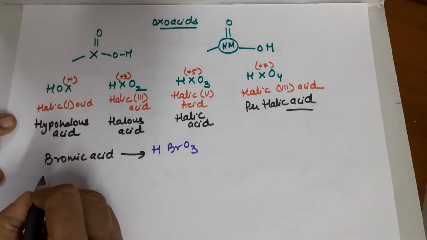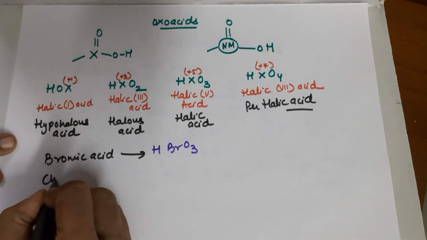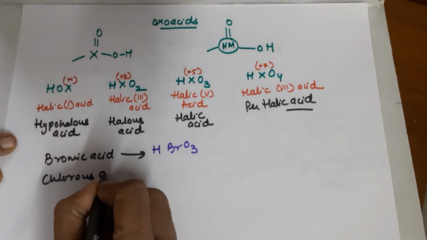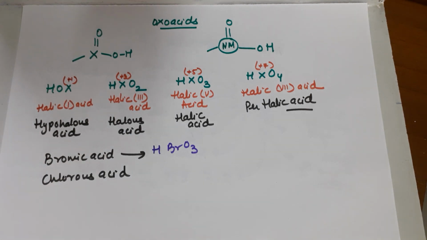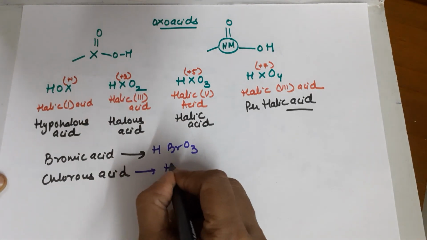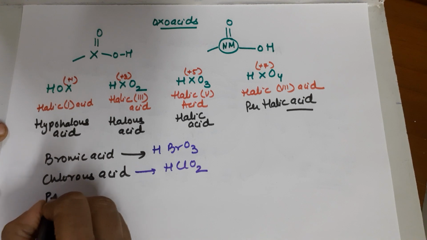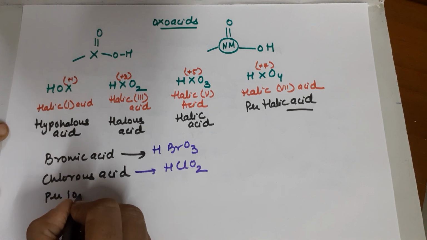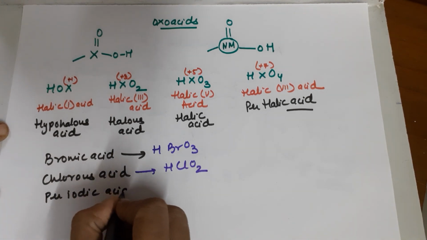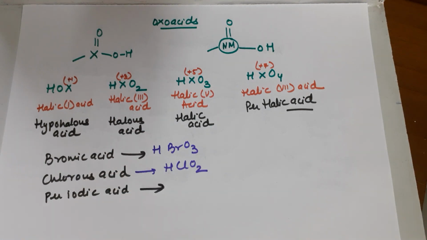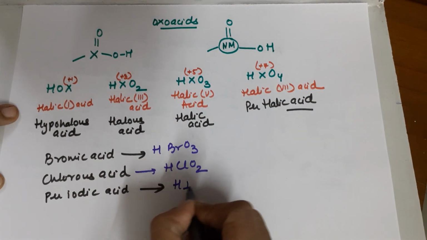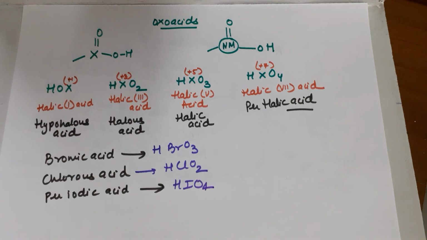If I ask you to give me the formula for chlorous acid, what will you write? That is HClO2. If I say I need periodic acid, then in that case the formula would be HIO4. Clear? So you can write the formula for any one of them.